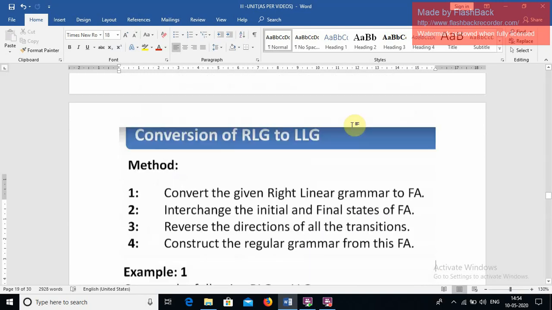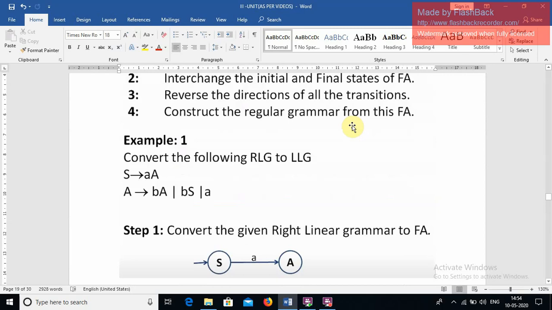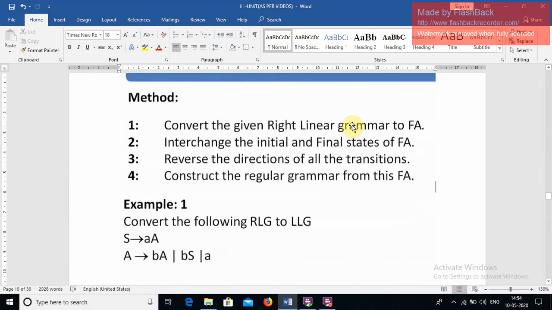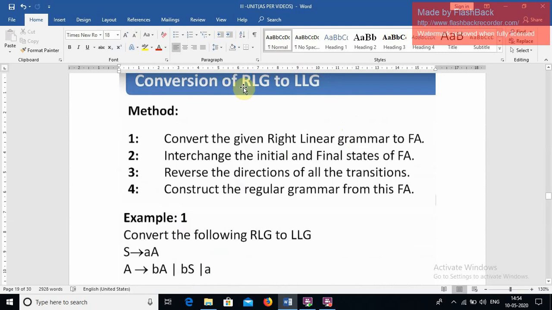There is a possibility of converting right linear grammar to left linear grammar. First, the conversion of right linear grammar to left linear grammar, LLG. The steps involved: first convert the given right linear grammar to FA, finite automata. In the first unit we saw the finite automata construction. A set of states exist, and a set of transitions exist. Transitions have labels, which are nothing but terminals. We discussed many things in the first unit. So we have to construct an FA.